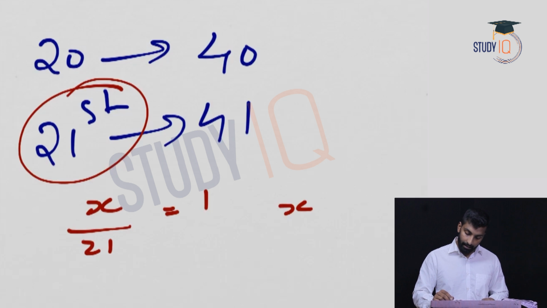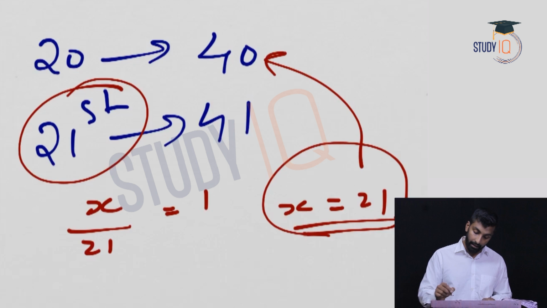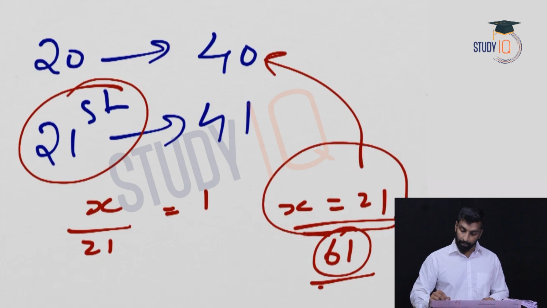So what is x? x is nothing but 21. So how many extra runs did you score? 21 extra runs you scored over 40. So the runs you scored is 61. So this will be the answer.